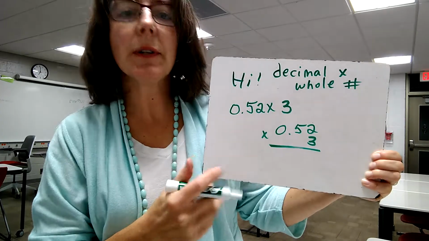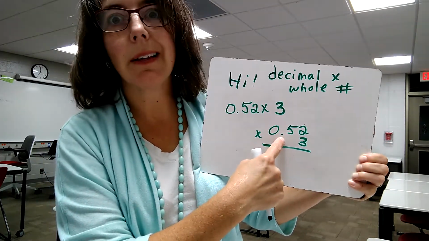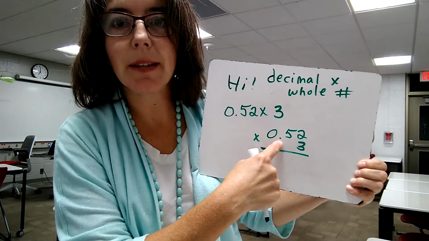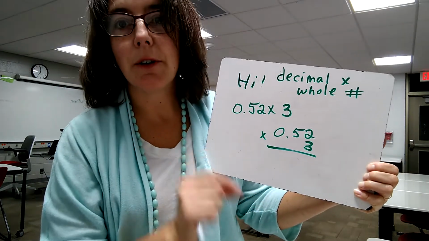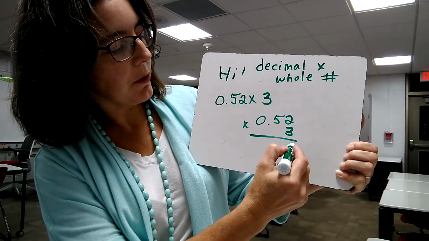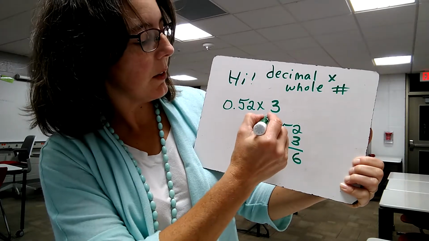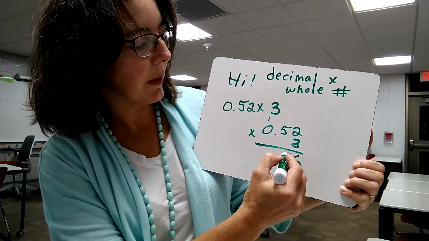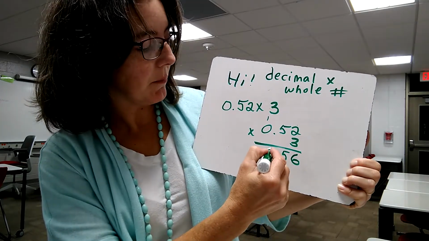And now I'm going to ignore that decimal point for now. You can think of it like a little rabbit turd that you don't want to step on, but you want to be aware of. And I'm just going to multiply the way I know how. So 3 times 2 is 6. And 3 times 5 is 15. I carry my 1 to the next place value and I write the 5. 3 times 0 is 0, but then I add the 1.